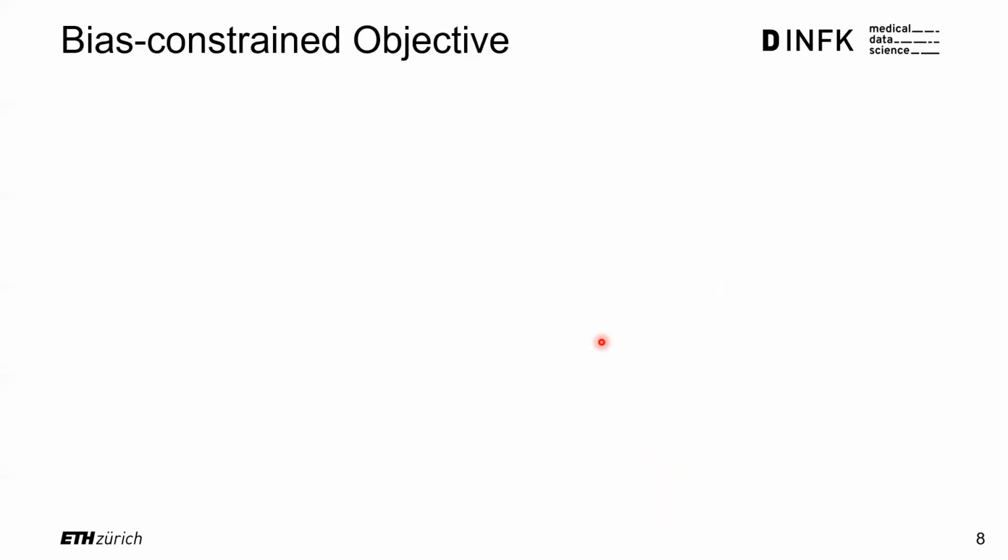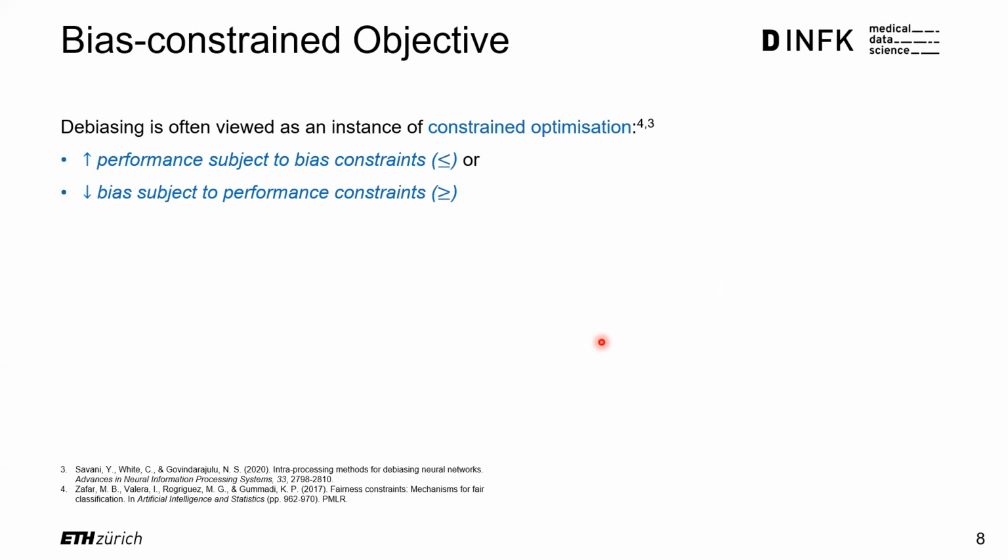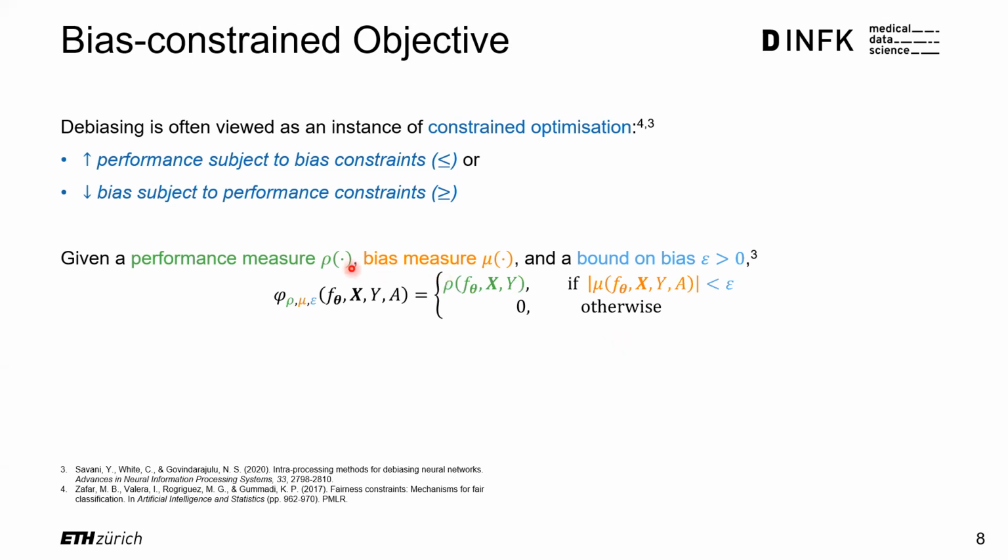So, how do we optimize these proxies? Well, often debiasing can be viewed as an instance of constrained optimization. In particular, most of the work out there focuses either on optimizing the performance subject to the bias constraints or minimizing the bias subject to the performance constraints. So basically, in our work, we adopt an approach similar to the highly related work on intra-processing methods. In particular, given a performance measure rho, a bias measure mu, and a bound on the bias epsilon greater than 0, we try to maximize a bias constrained objective phi that is given by this expression here.